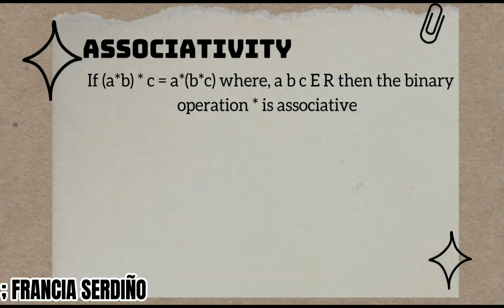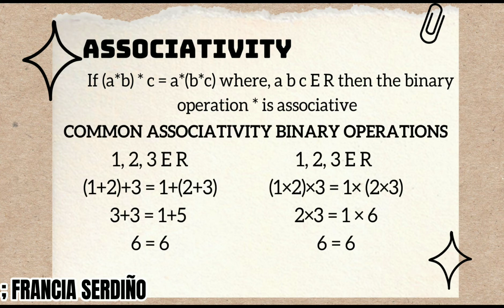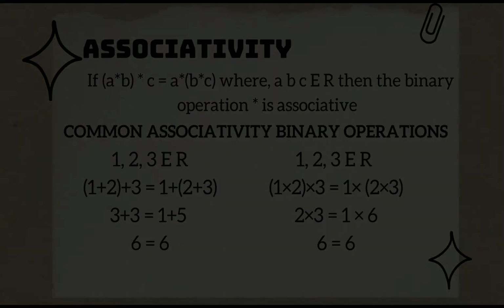Associativity. If (A star B) star C is equal to A star (B star C), where A, B, C are elements of real numbers, then the binary operation star is associative. Associativity is defined as: when more than two numbers are added or multiplied, the result remains the same, irrespective of how they are grouped. The following example shows that addition and multiplication of real numbers is associative.